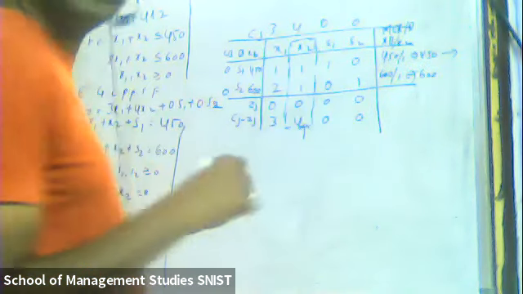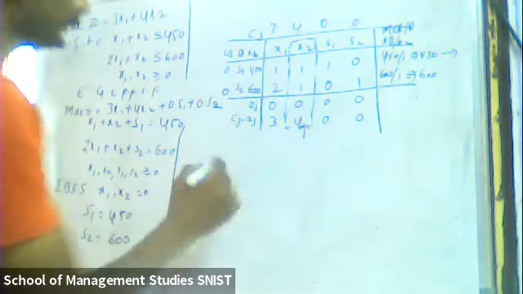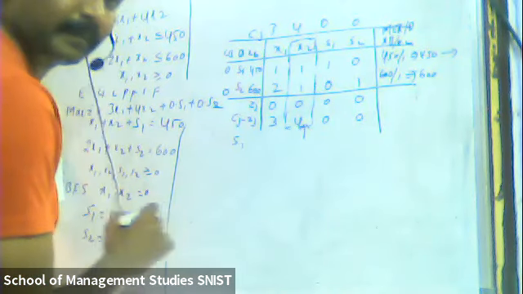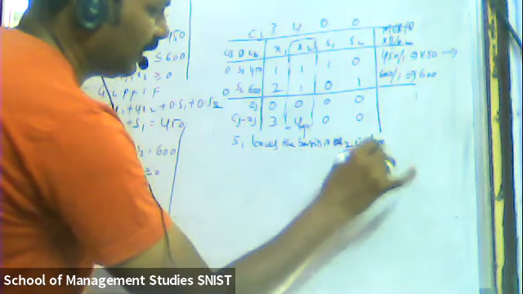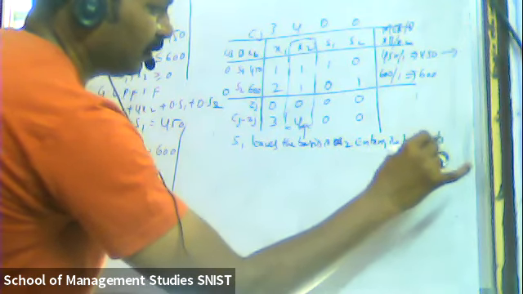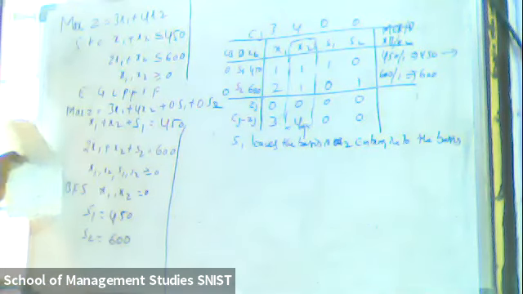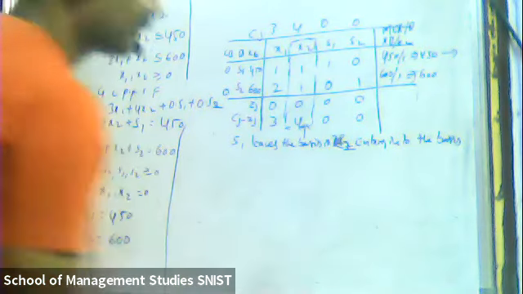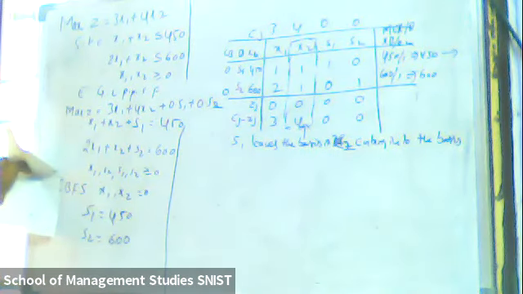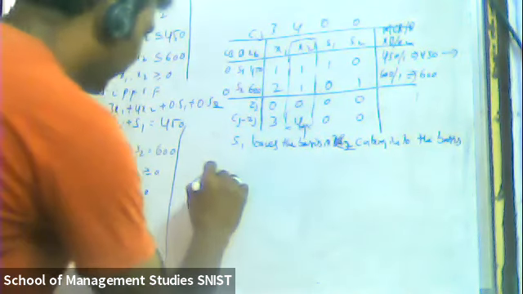Now the key row is S1. Okay, now what is your statement? S1 leaves the basis and x2 enters into the basis. Okay, now my new table again.